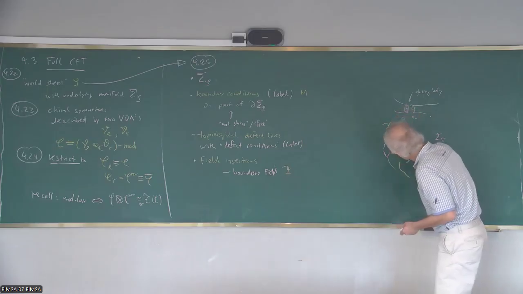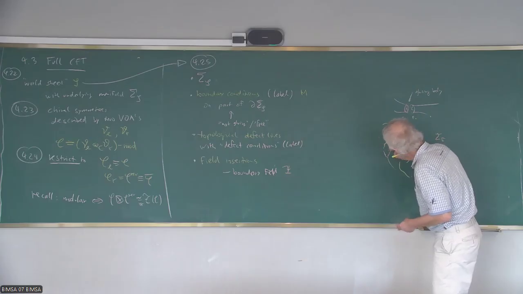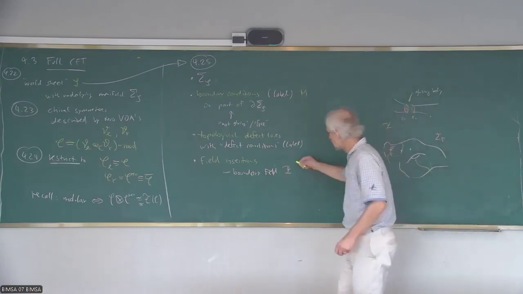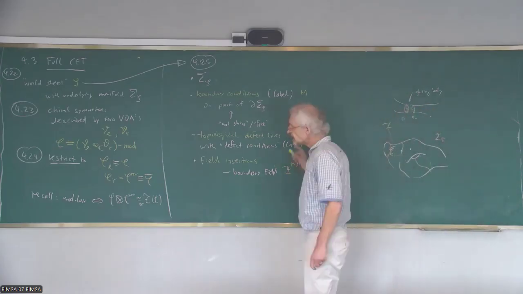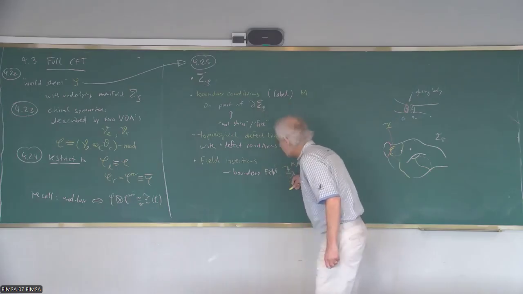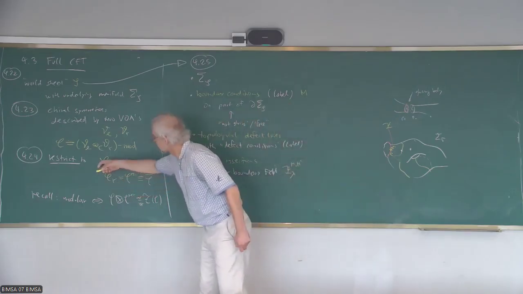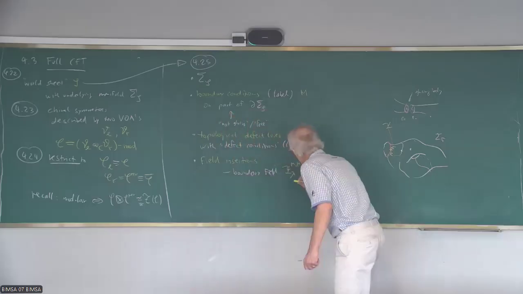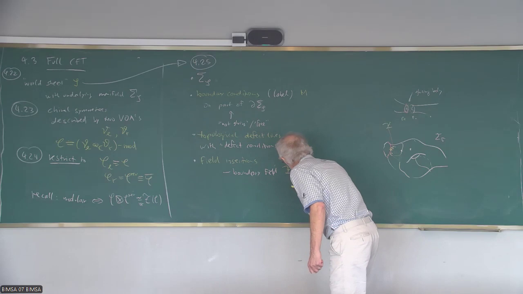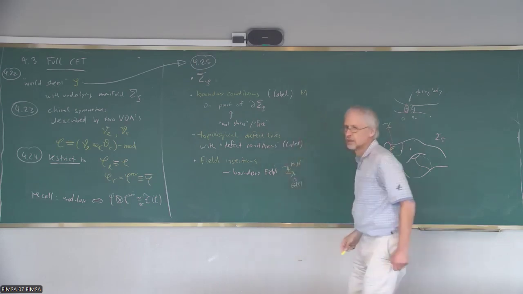So if I have such a field insertion here, then on one side along the boundary there will be boundary condition M, on the other side a boundary condition M prime, and this will depend on them. And in addition, it will depend on an object in the category C. So let me write this as the Grothendieck ring of C.